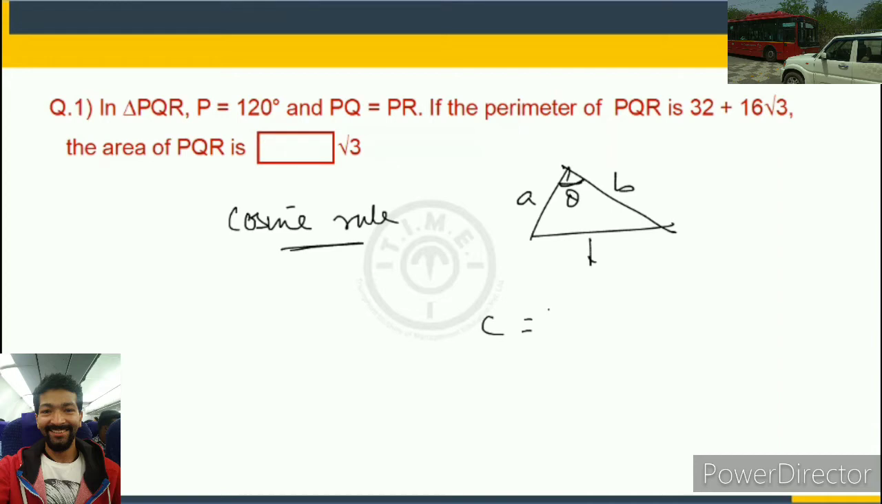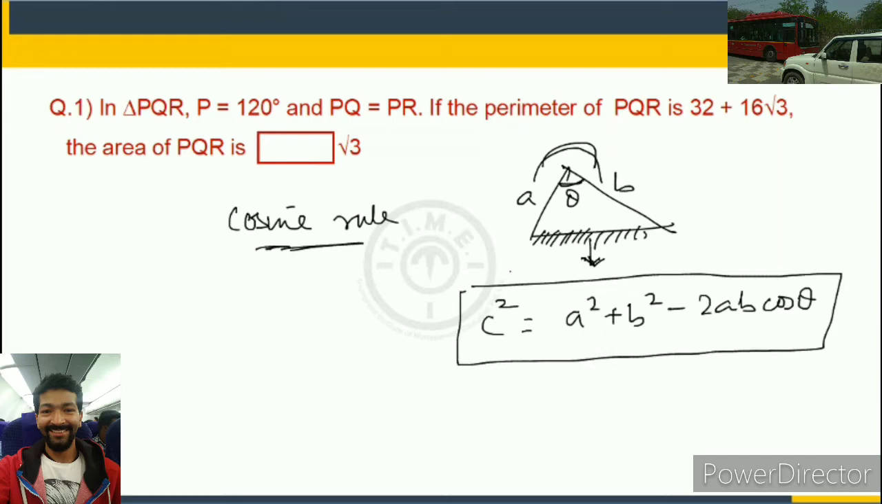The formula for the same is C square, the third side that we need to find out. Now forget about this particular side, focus on the other two sides that we have. So C square is equal to A square plus B square minus 2AB, because this is cosine rule, as the name implies, cos theta. Everything has to be done with these two sides: A square plus B square minus 2AB cos theta, right? This is cosine rule. I hope you have taken note of this.